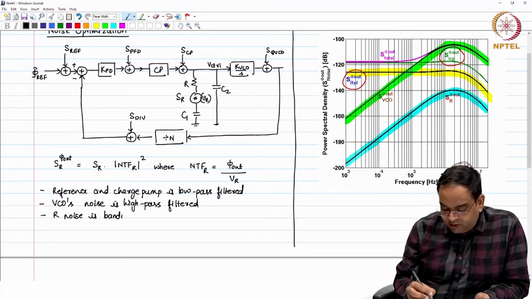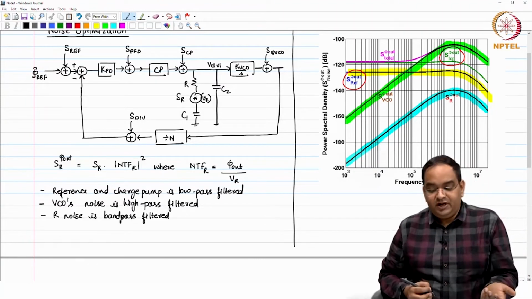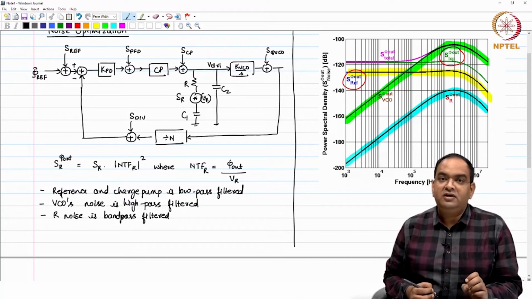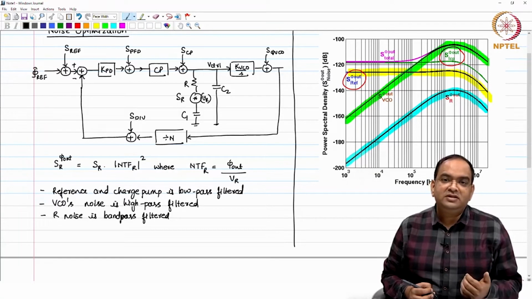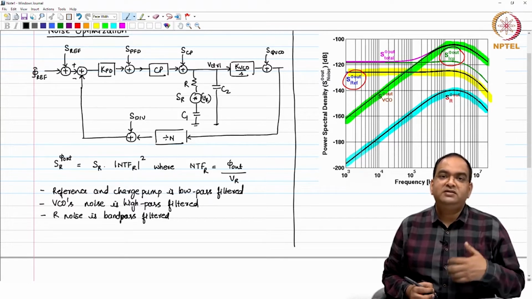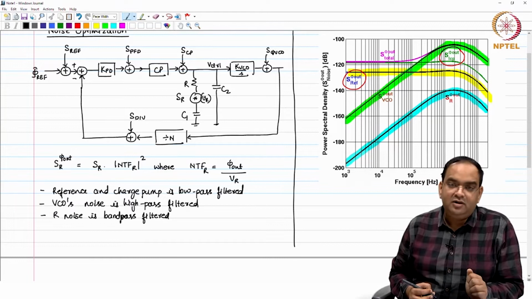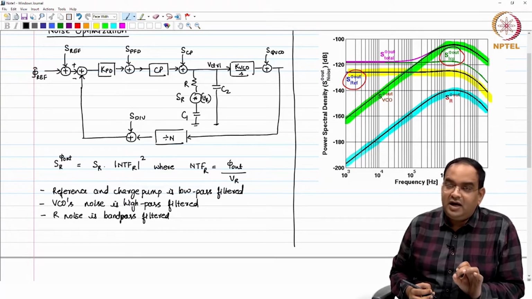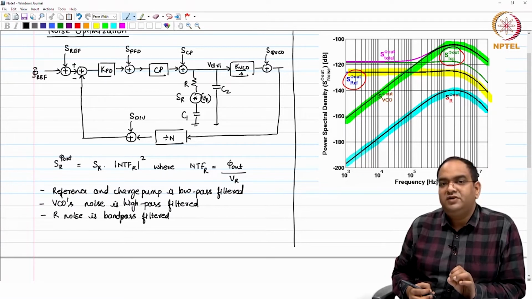Now think about it: if I have multiple noise sources in the system, they are not all filtered by the same filter. If all the noise sources were getting filtered by a low pass filter, then we could very well say that it is better to choose a lower bandwidth for the low pass filter to minimize the output noise. Similarly, if all the noise sources in the PLL were filtered by a high pass filter, then it would be better to choose a larger bandwidth for the high pass filter, so that we filter out the output noise.